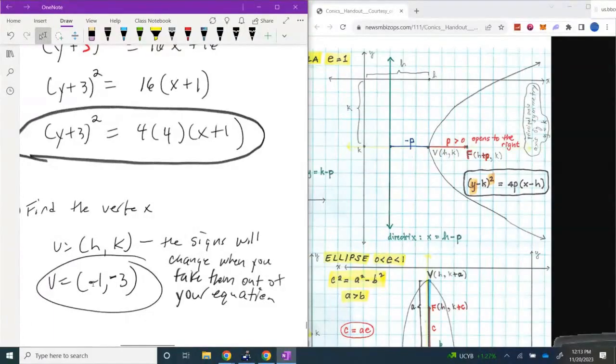So is everybody okay? I'm writing this as -1 comma -3 and not what I see. I see the 3 first. But just remember that H follows X, K follows Y.